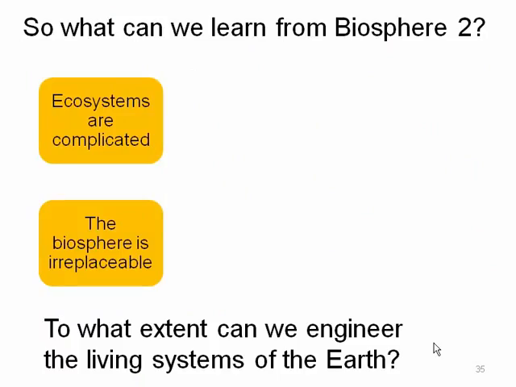So what are our lessons? The main ones are that the ecosystems that comprise the biosphere are very complicated and very difficult to replicate, manage, and control, and that the biosphere itself, because of that complexity and the difficulty of controlling it, is largely irreplaceable.